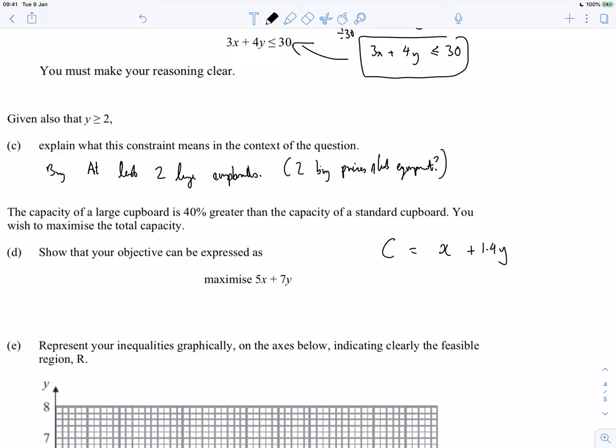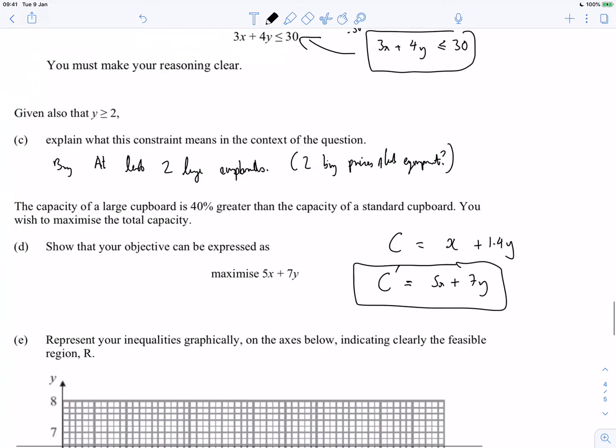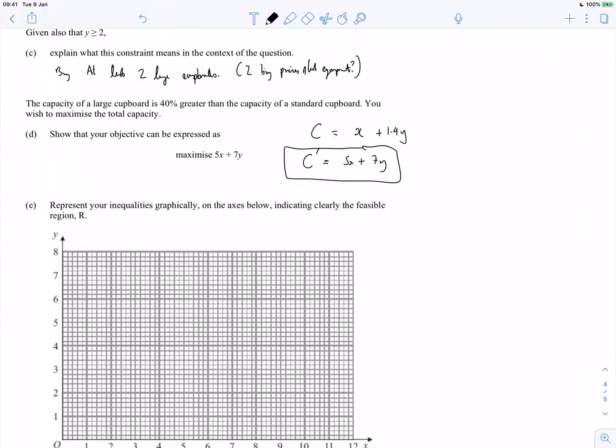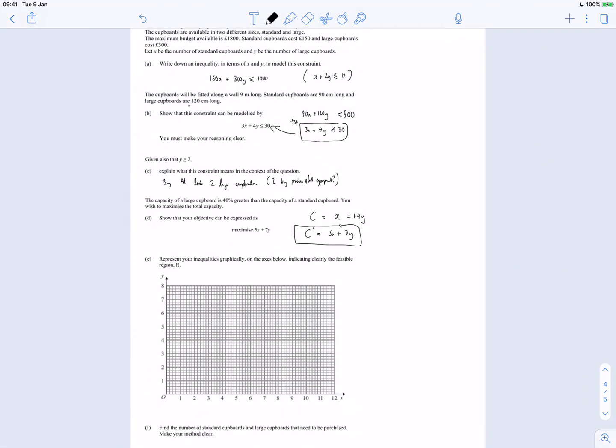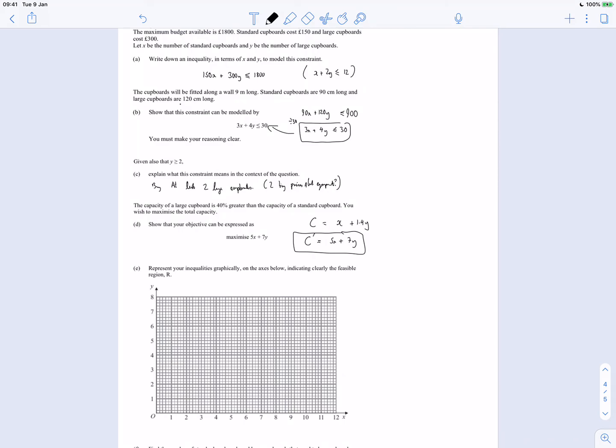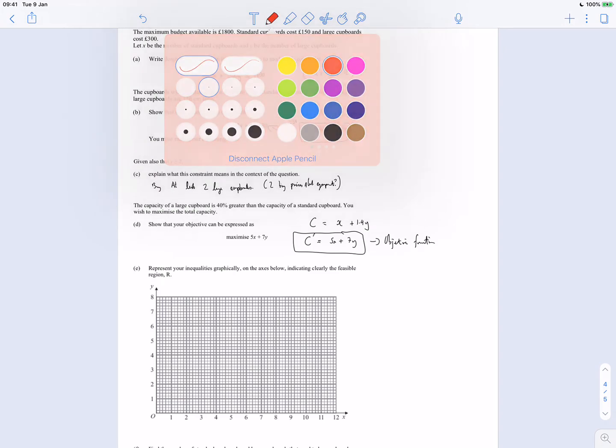Now what I'm going to do is I'm just going to scale this up so that 5c equals 5x plus 1.4 times 5, which is 7y. And this 5c is just a new thing to optimize. So I don't know, let's call this like cost prime. It doesn't matter. We want to maximize the capacity, 5x plus 7y. Okay, represent your inequalities graphically on the axis below, indicating the feasible region R. Wow, so we've got to do all of it. Okay, so this is my objective function. So I'm not going to plot that one till the very end.